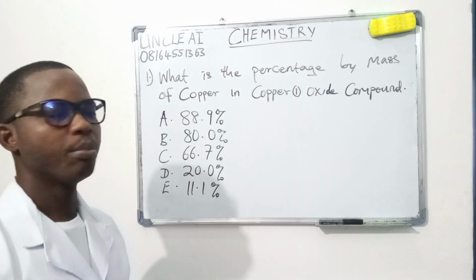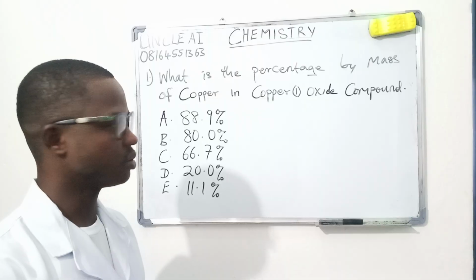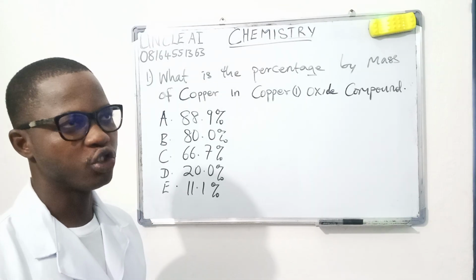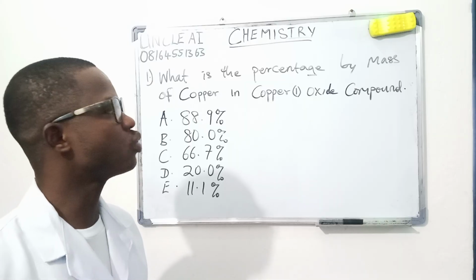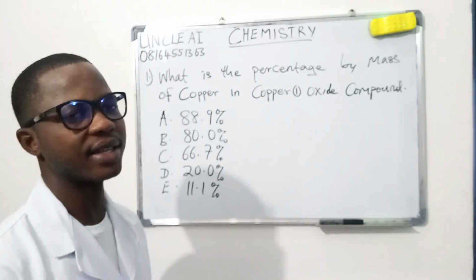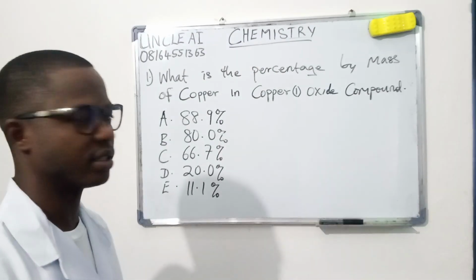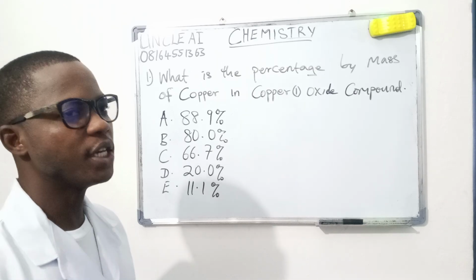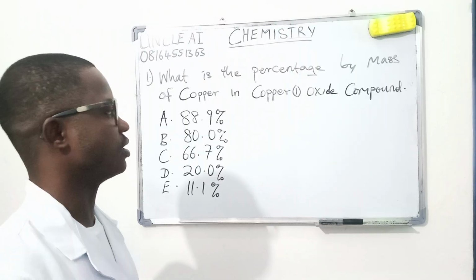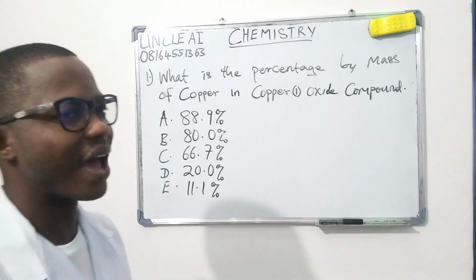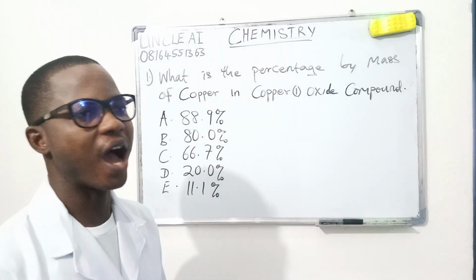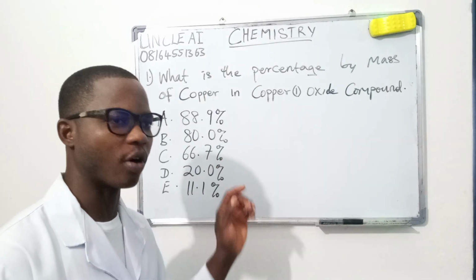Now, before we dive into this question, there are two things you should bear in mind. I will show you the two things you should bear in mind to enable you to calculate the percentage of copper present in copper 1 oxide. Number one is the chemical formula for copper 1 oxide. You first of all write the correct chemical formula for copper 1 oxide. Now, how do we write the chemical formula of copper 1 oxide?